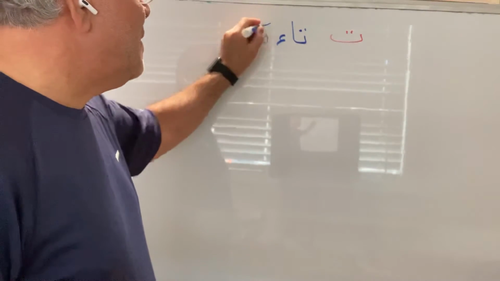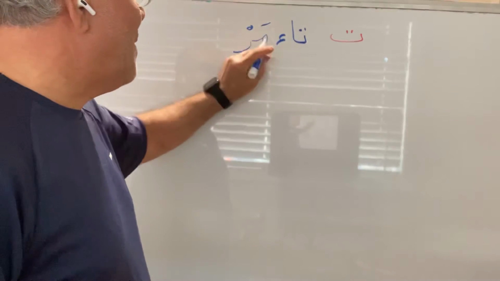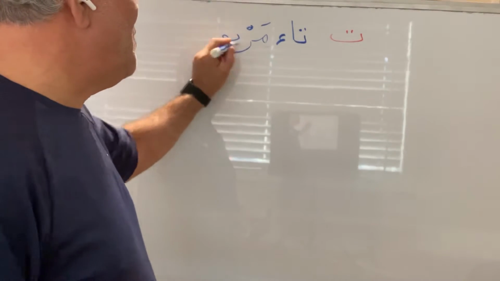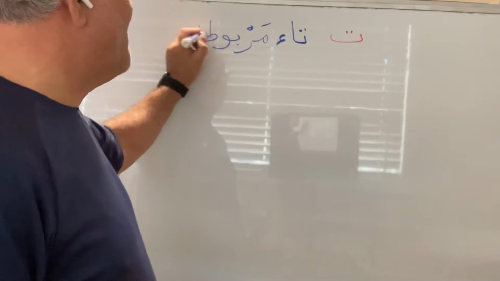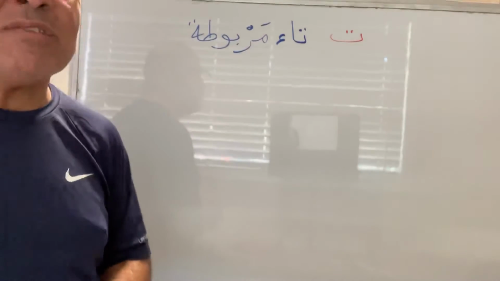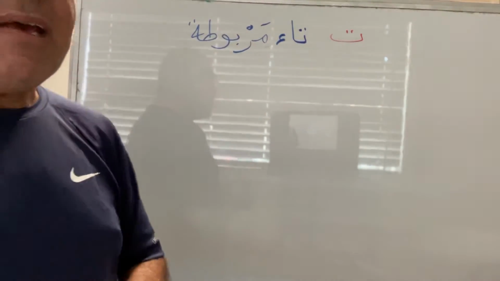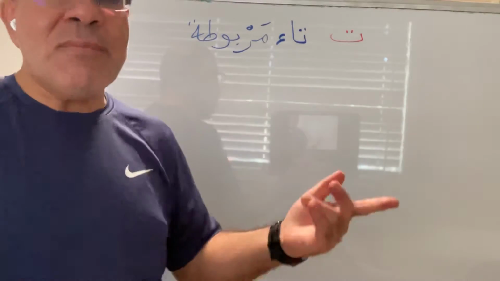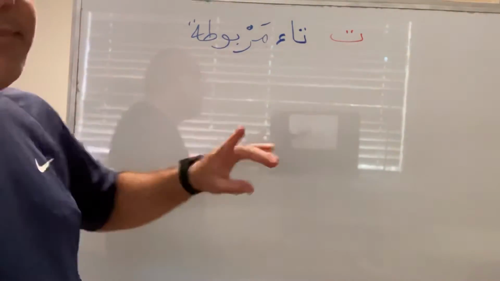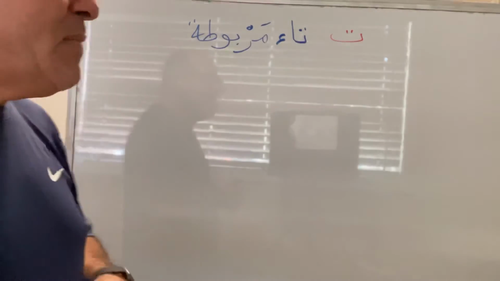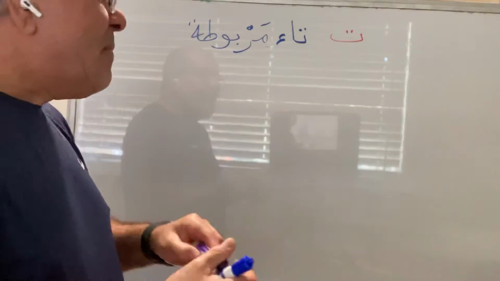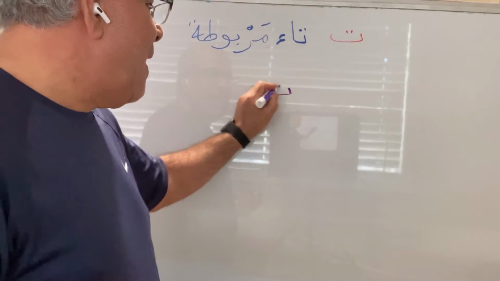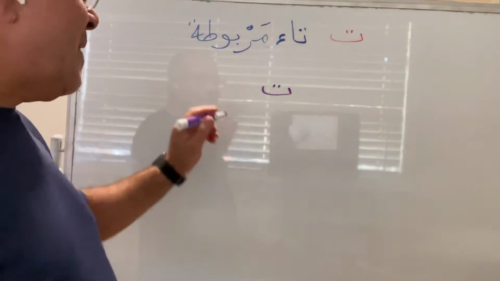Then mar, mim with fatha, ma, ra with sukun, mar, bu, and ta with ta marbuta will be marbuta. What does marbuta mean? Marbuta means tied up. When you tie something, we call it marbut. Marbuta means tied up ta. What do we mean by tied up ta? Actually, we take the letter ta and we tie it up. Literally, we tie it up.